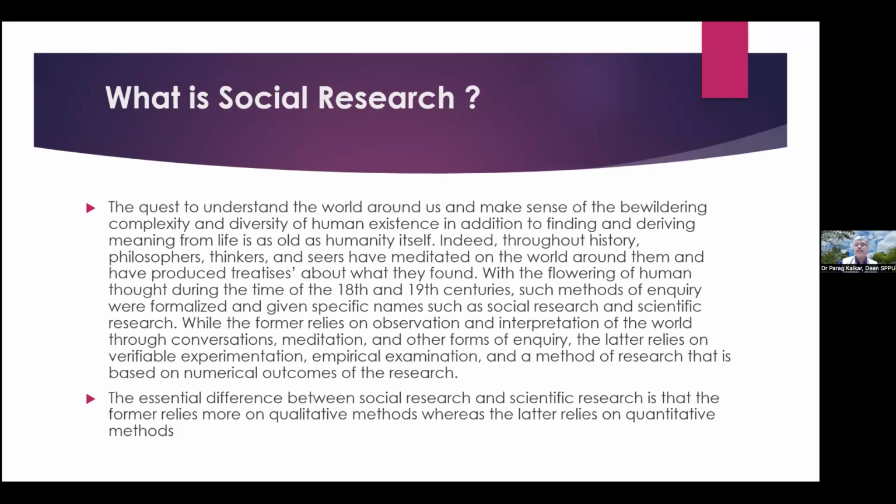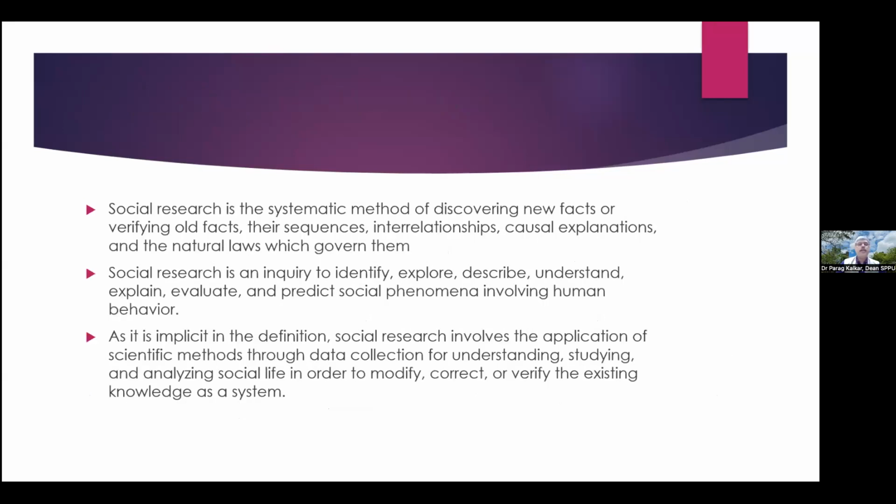The essential difference between social research and scientific research is that the former relies on more qualitative methods, whereas the latter relies on quantitative methods. A few definitions which I have brought: social research is a systematic method of discovering new facts or verifying old facts, their sequences, their interrelationships, their causal relationships, and the natural laws which govern them. Social research is an inquiry to identify, explore, describe, understand, explain, evaluate, and predict social phenomena involving human behavior.